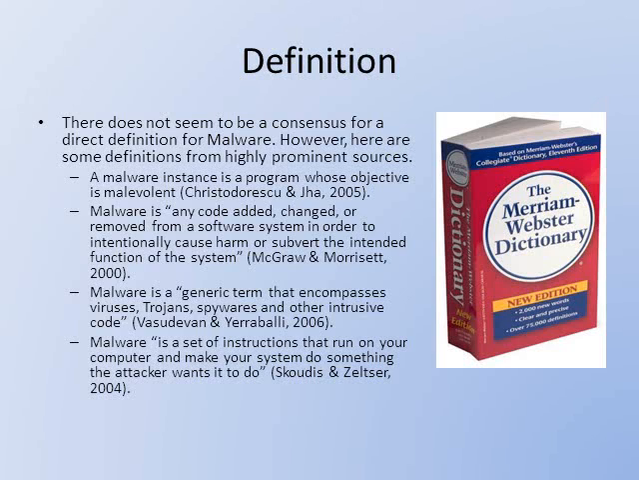There does not seem to be a general consensus for a direct definition for malware. However, here are some definitions from some highly prominent sources. According to Christodorescu and Jha, a malware instance is a program whose objective is malevolent. Another definition is any code added, changed, or removed from a software system in order to intentionally cause harm or subvert the intended function of the system. Malware can also be defined as a generic term that encompasses viruses, trojans, spywares, and other intrusive code.